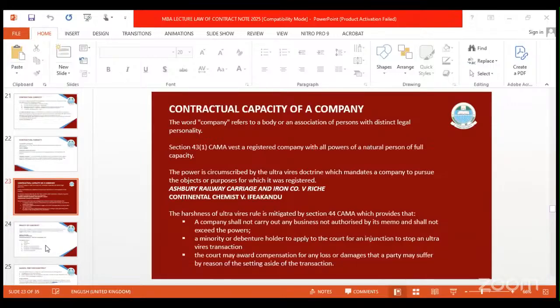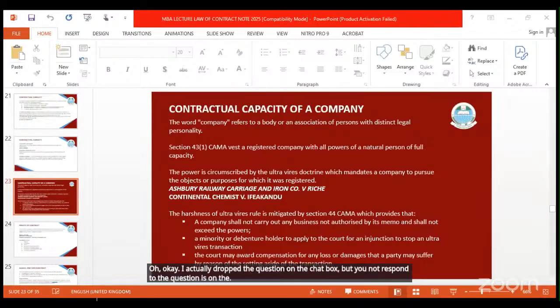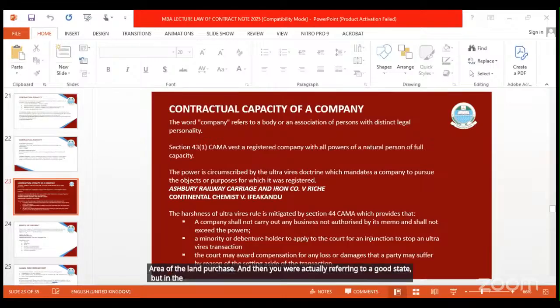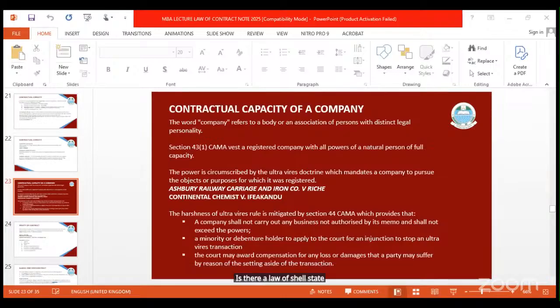Excuse me, sir. I have a question. Go ahead, but this is also my time. I want to leave, but you can add this. Okay. I actually dropped the question in the chat box, but you did not respond. It is on the area of land purchase, and you were referring to Ogun State, but the document on this slide is indicating Osun State. So I want you to clarify those specific requirements of the law. Is there a law of Osun State or Ogun State? That's my question, sir.